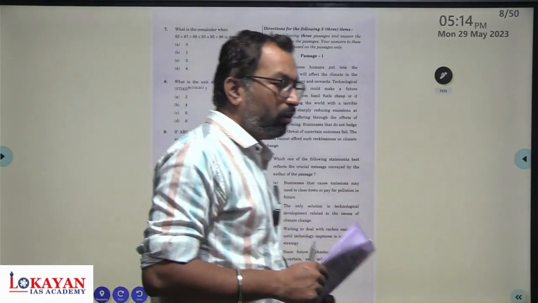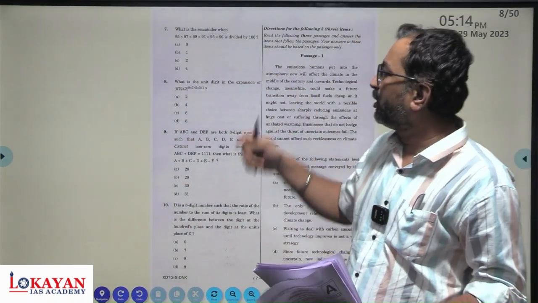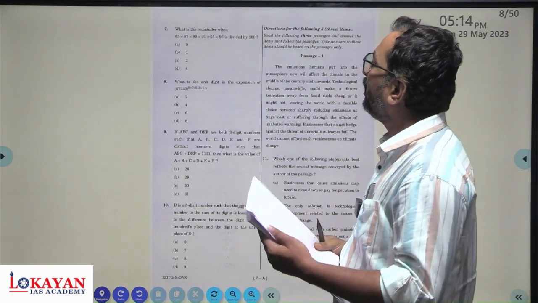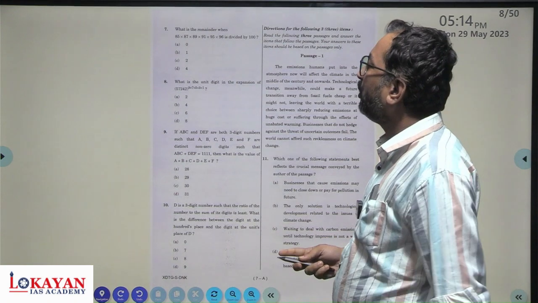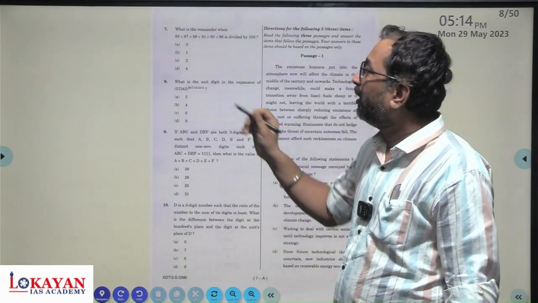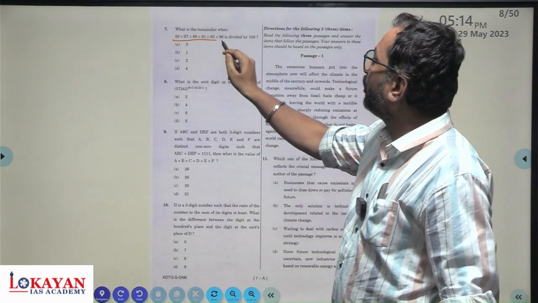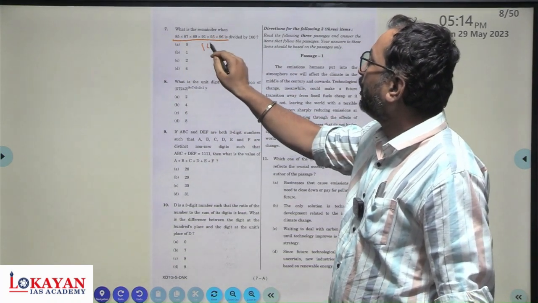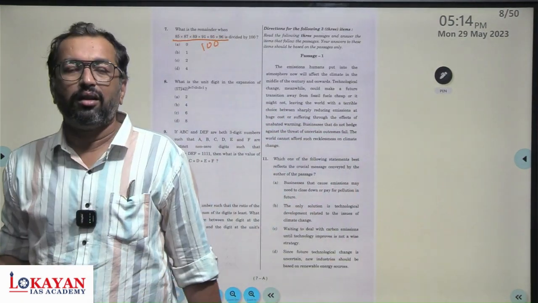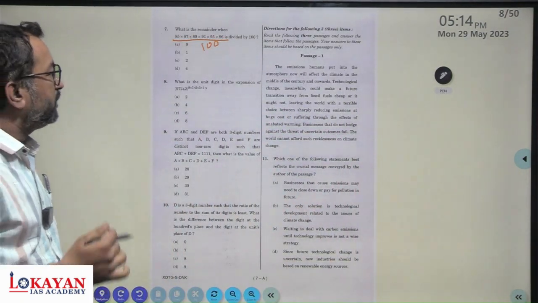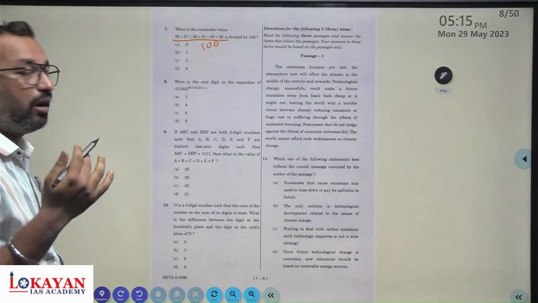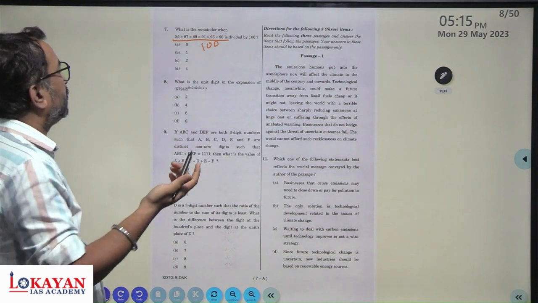Question number 7. Now last year also this type of question was asked, right? So 85 into 87 into 89 into 91 into 95 into 96 is divided by 100. So what is the remainder when this multiplication is divided by 100? Now there are 2 ways. First, check whether the numerator is completely divisible by denominator or not. Is it completely divisible or not? So how to check this?